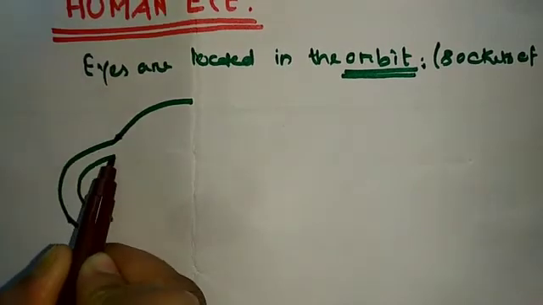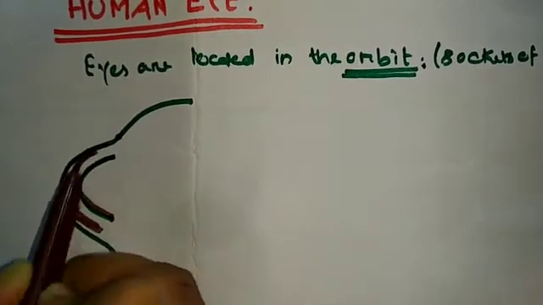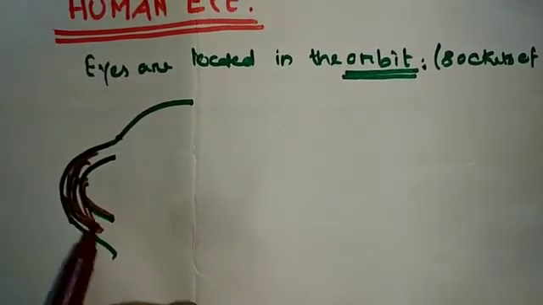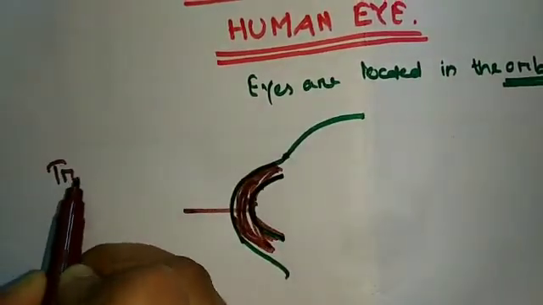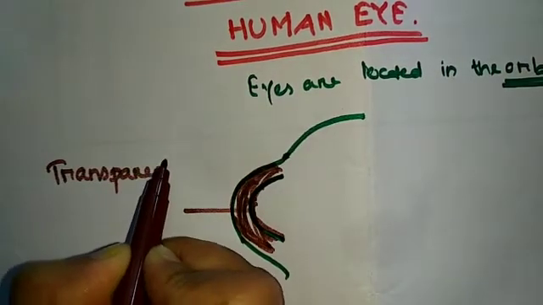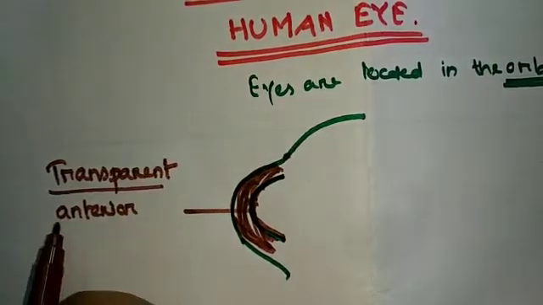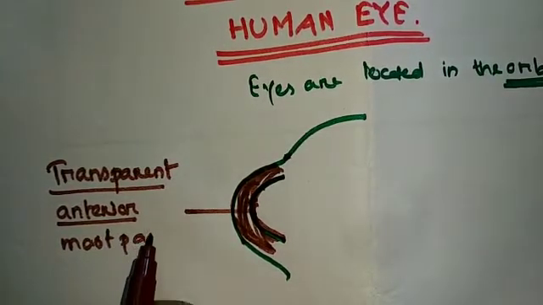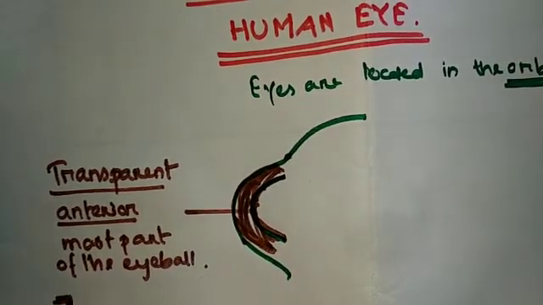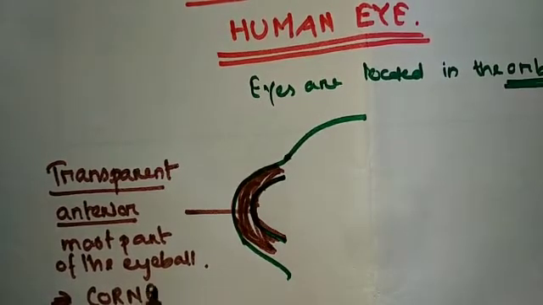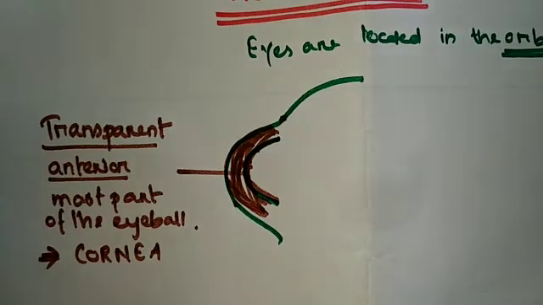The anterior-most part. This is actually transparent. Okay. This is a transparent structure. I am giving it brown color, but it is a transparent structure. This transparent anterior-most part of the eyeball is called cornea. So this is the first structure we should know about, and this is the anterior portion of the outermost layer.